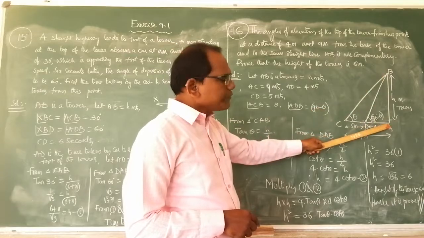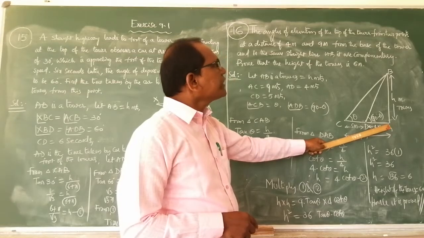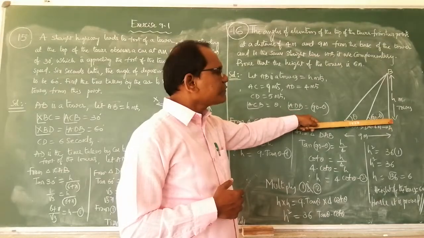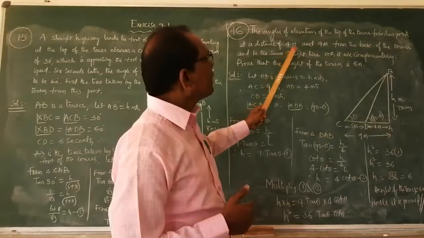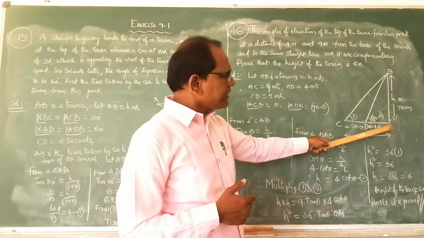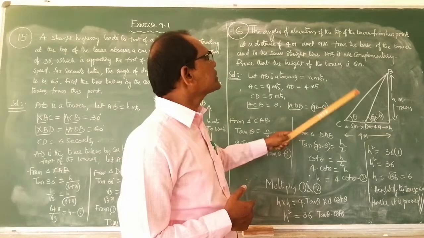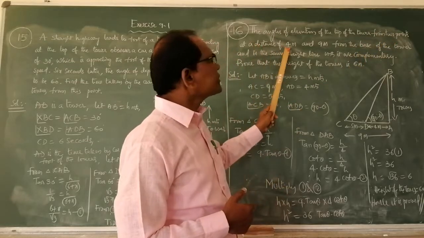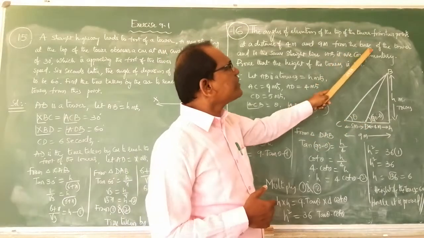That's why, from the foot of the tower, we have to move to two points on the ground in a straight line. One is 4 meters, that is one point, and then continuing 5 more meters gives another point. 4 plus 5 means 9 meters. That's why it is the angles of elevation of the top of the tower from two points at distances of 4 meters and 9 meters from the base of the tower.